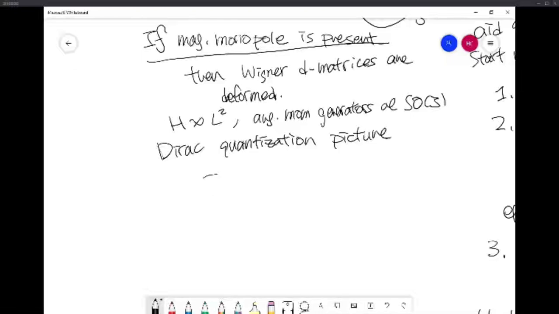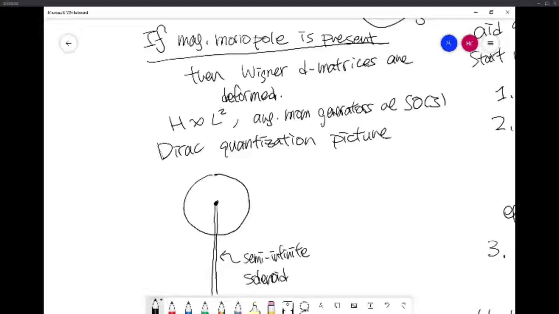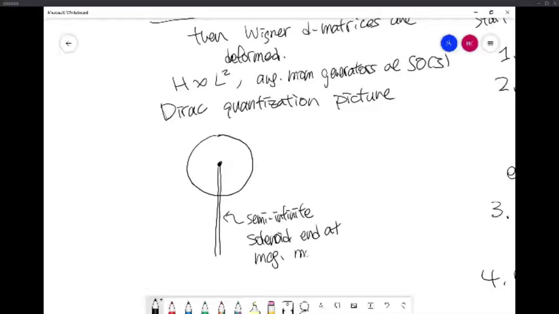So in the Dirac quantization picture, what we're going to think about is an infinitely long, semi-infinite solenoid that ends at the magnetic monopole. Right, so this solenoid is going to produce a magnetic field, but the magnetic field is going to just flow along the solenoid, and then at the end it's going to leak out like this, exactly like how a monopole behaves.